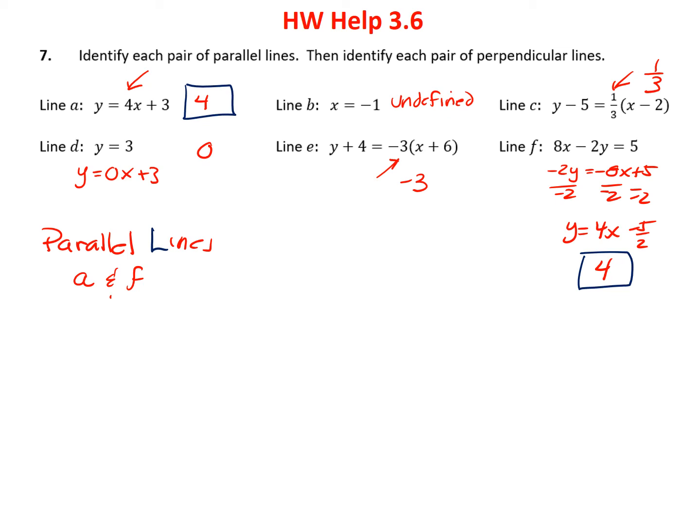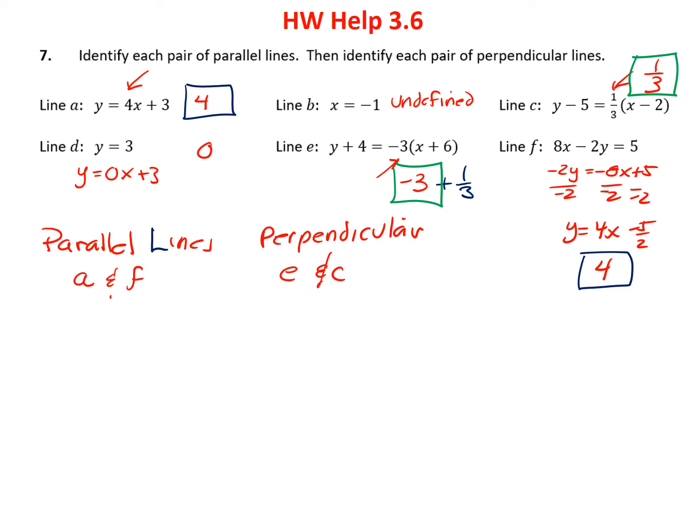Okay. Let's talk about perpendicular lines then. Looking for opposite reciprocals. If I were looking for the opposite reciprocal of 4, I'd be looking for minus 1/4, and I don't see it. So there's nothing perpendicular to A and F. Let's look here at an easy one. What's the opposite reciprocal of negative 3? It would be positive 1/3. And if you notice, we have that right here. So what we have for our perpendicular lines here is line E and C.